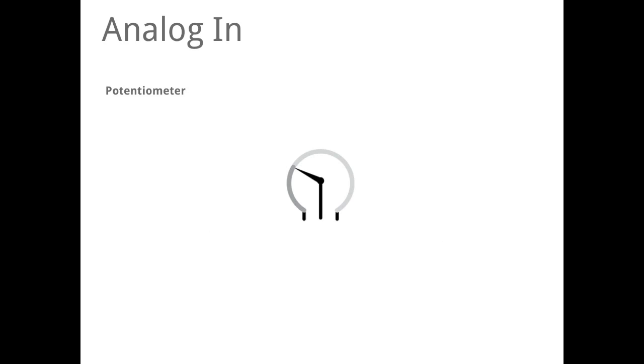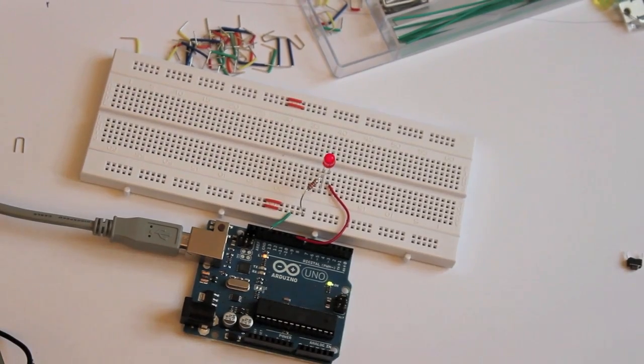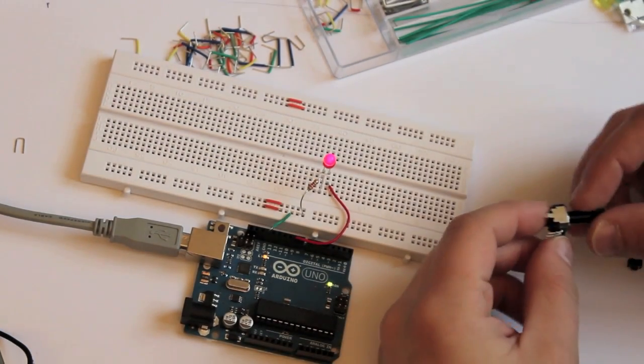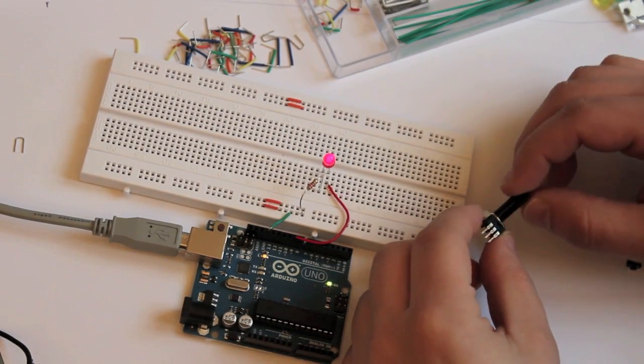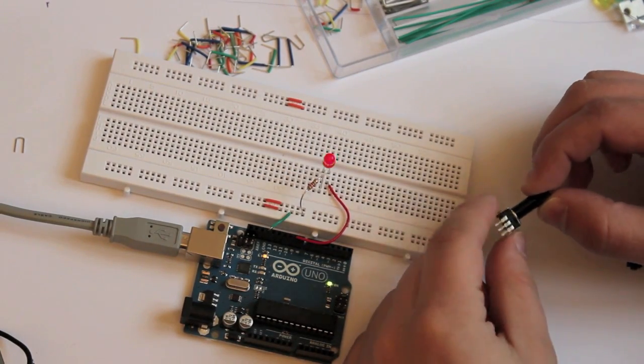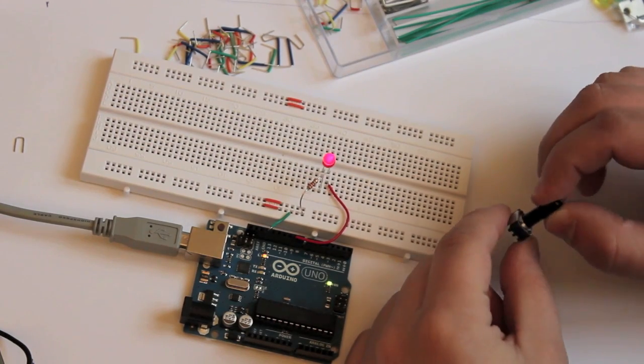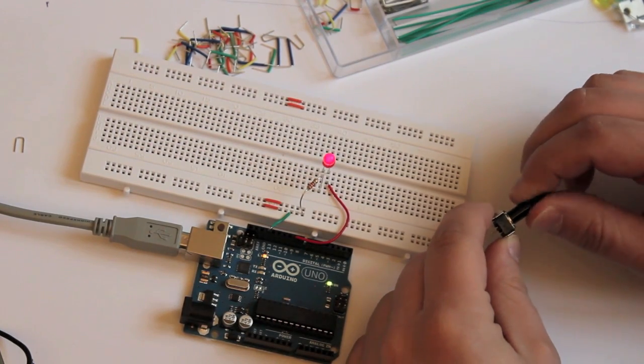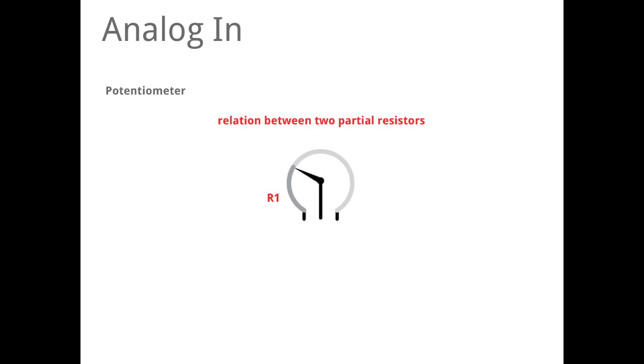So at first we have to understand what a potentiometer is, and how it is working. You can find a potentiometer in your starter kits, and it's here. It looks like a little knob, and it has three legs, and you can rotate the knob. How does it look physically in this potentiometer?